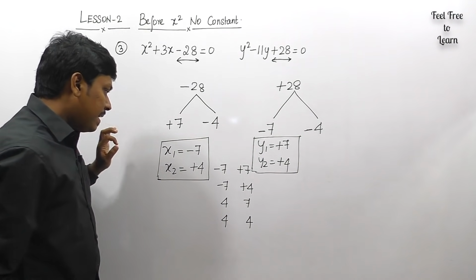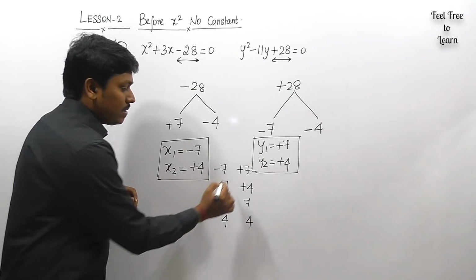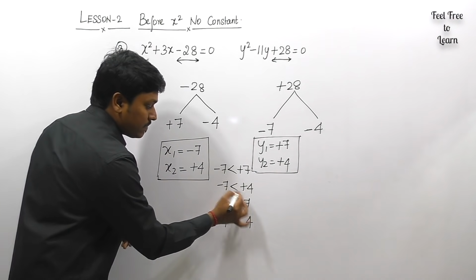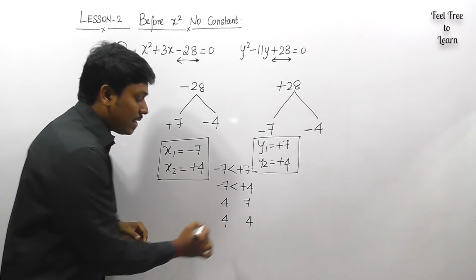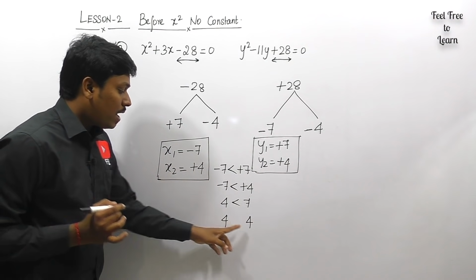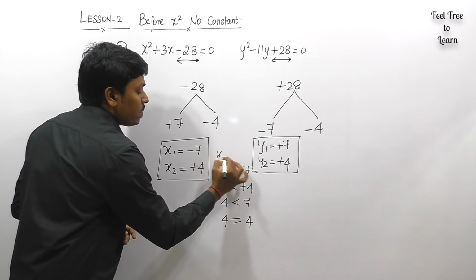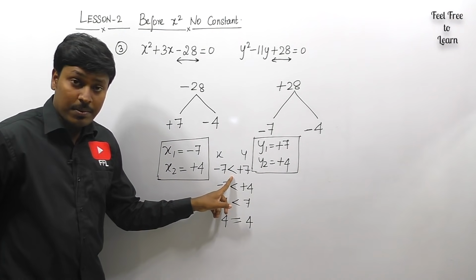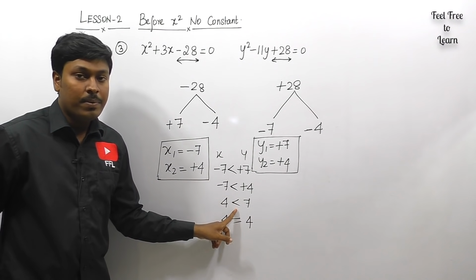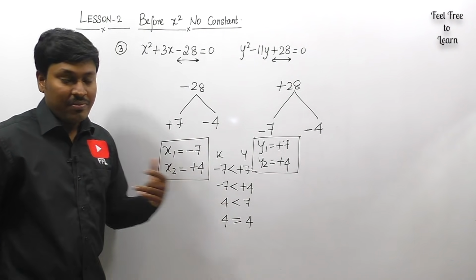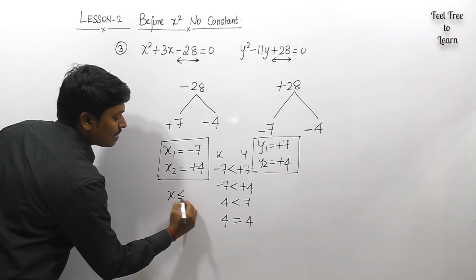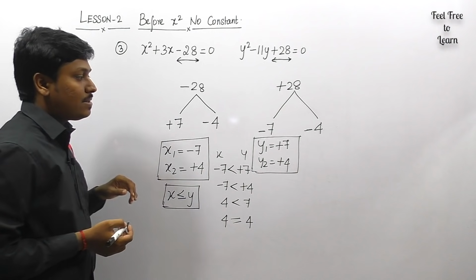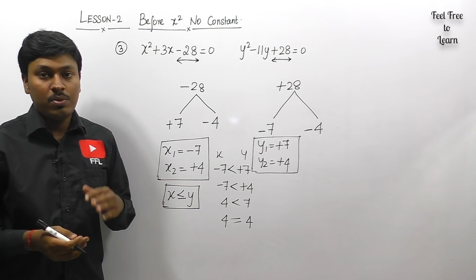So friends, while comparing minus 7 and plus 7, we can say that plus 7 is greater. Similarly minus 7 and plus 4, so plus 4 is greater. Again 7 is greater, and 4 and 4 it is equal. So friends, while comparing all the x values with the y values, we can say x less than y, x less than y, x less than y, here x equal to y. So finally we can say the answer is x less than or equal to y for this expression.